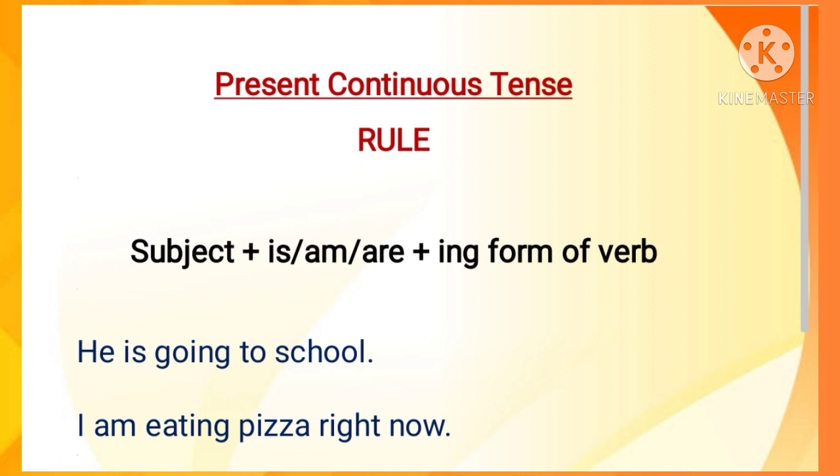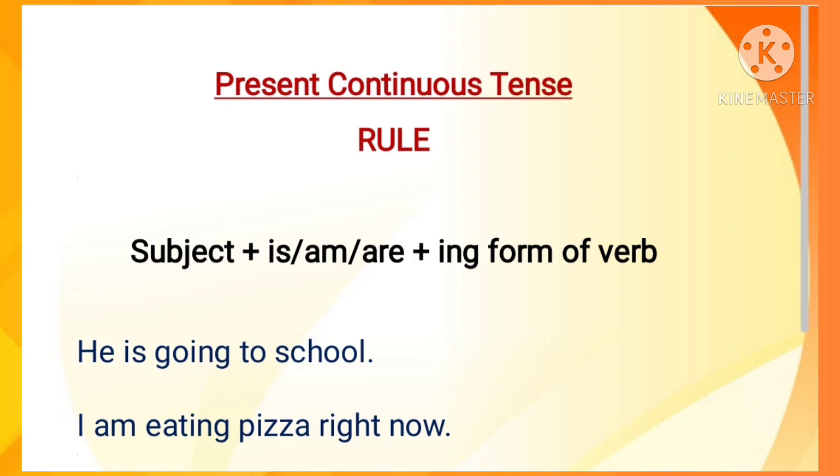Here, if the subject is singular, we will use is. If the subject is plural, then we will use are. If the subject is I, then we will use am plus ing form of the verb. Let us look at the examples.